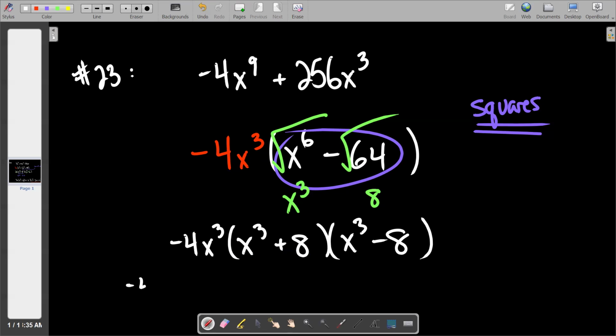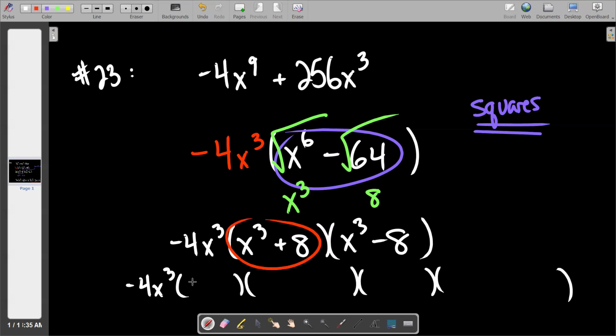So you're going to wind up with negative 4x cubed times short set times long set times short set times long set. Which one are you doing first? Okay, so we're doing the sum, which means that our first one has to be x plus 2. Remember that your short set will mimic whichever one you're factoring. What will our long set be?